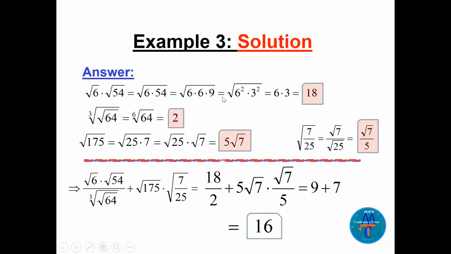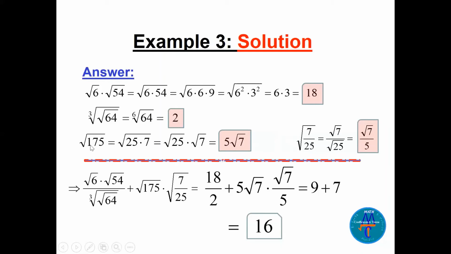So 6 and 6 will be 6 squared. 9 will be 3 squared. Square root of 6 squared is 6. Square root of 3 squared is 3. So that's 18, the answer for the first part. Now, cube root of square root of 64, we multiply the indices. 6th root of 64 is 2.